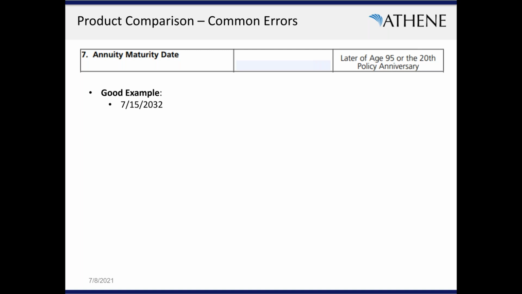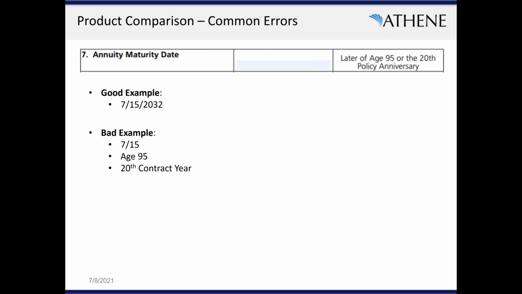So our stance is, because the contract has not issued yet, it's going to be the later of age 95 or the 20th policy anniversary. Now, when it comes to the contract being replaced, they expect an actual physical date. A good example would be 7/15/2032. What we cannot accept is 7/15. Well, 7/15 of what year? We need a full date.